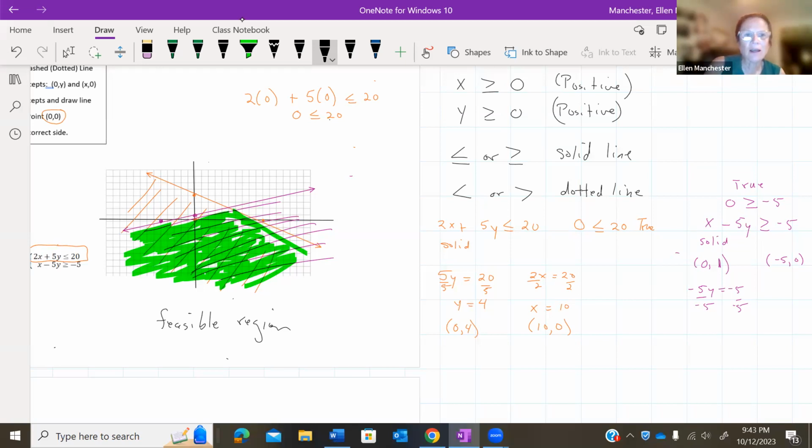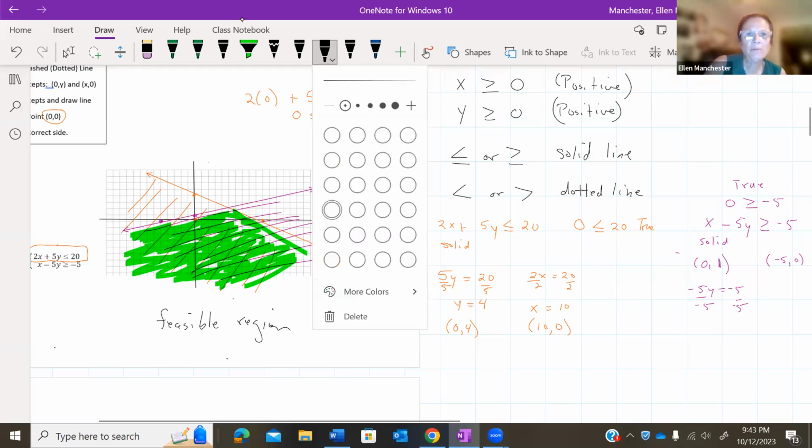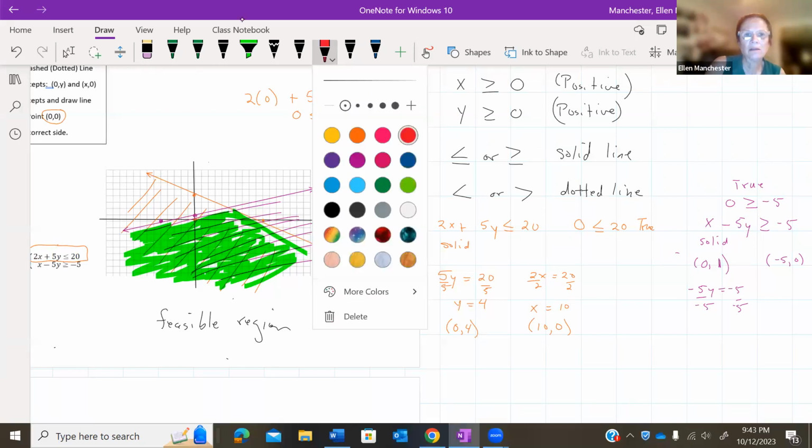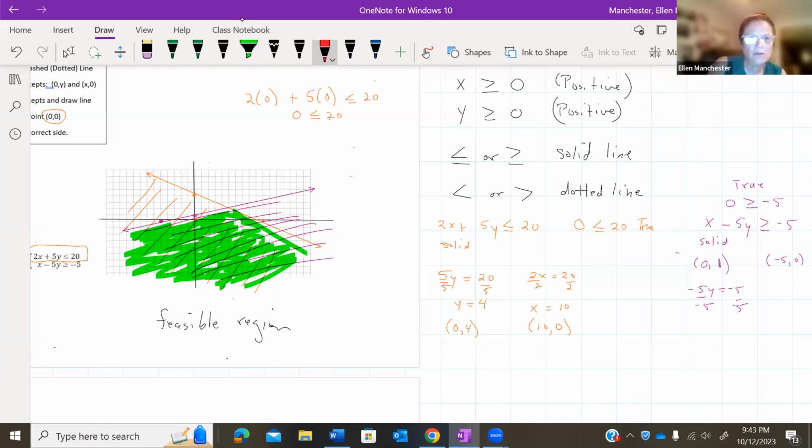Let me prove it to you. I'm going to pick a point, this point right here. So let's see, I'm going to go over 3 and down 1. So I'm going to pick that point right here. Okay, so it's at the point (3, -1). It's a random point. I'm just proving to you that all of those points in that region are going to fit. So let's try it.